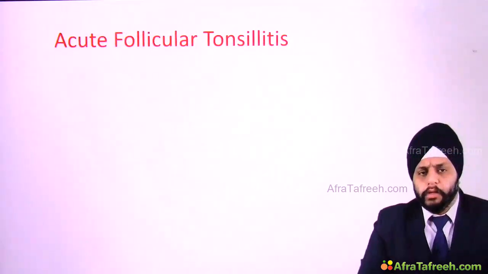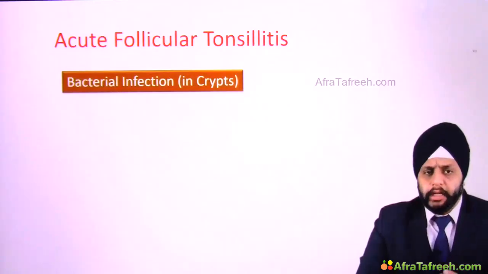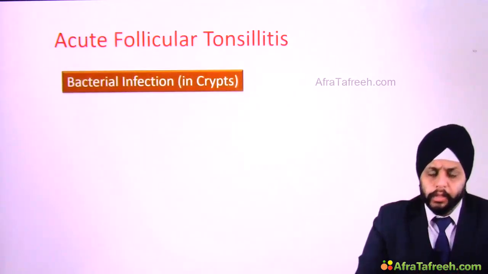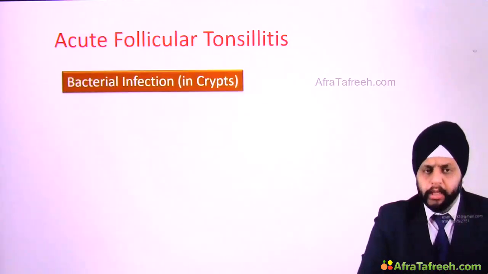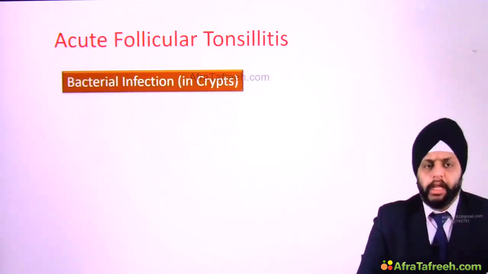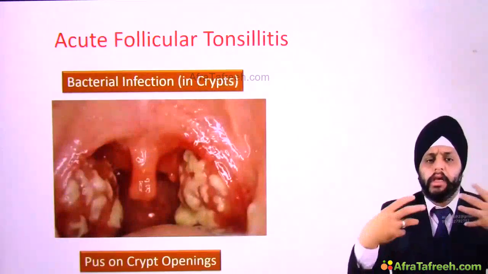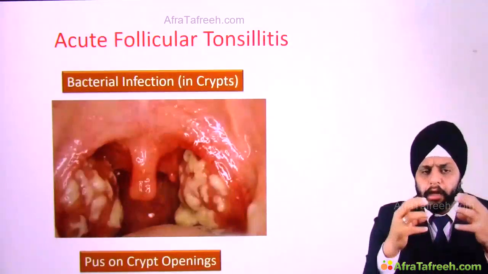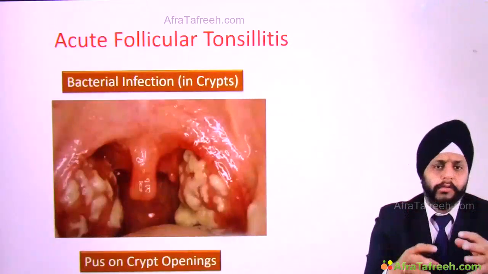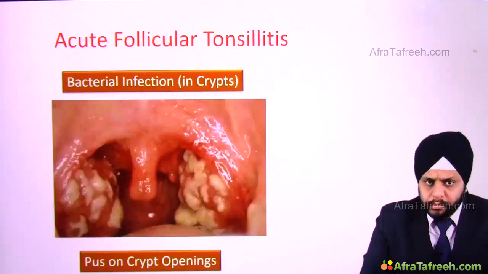The second is acute follicular tonsillitis. Now, acute follicular tonsillitis is generally seen in bacterial infection, and it denotes that the bacteria has now gone into the tonsillar crypts. Okay, the bacteria has entered into the crypts, and when it goes inside the crypts, there is formation of pus. Okay, this pus, as you can see over here, comes on the crypt opening. Right? So on the crypt opening of the tonsils, you can see a lot of pus points, and that denotes that there is bacteria inside the crypts. So that is known as acute follicular tonsillitis.